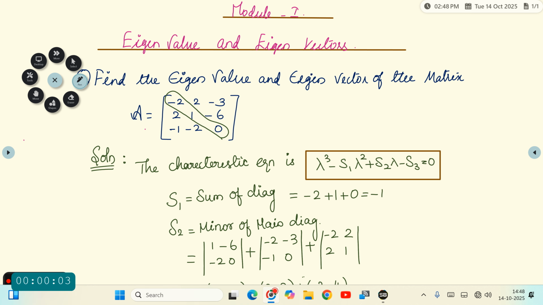Good morning, students. Today we are going to see eigenvalue and eigenvector: how to calculate the eigenvalue and eigenvector of a matrix. This is under module 1.